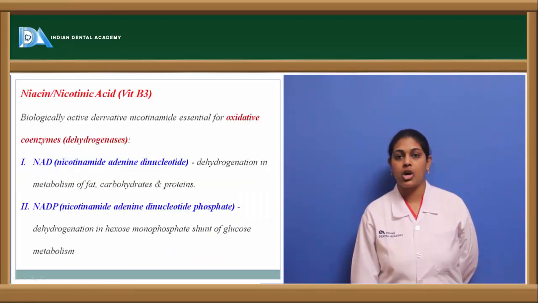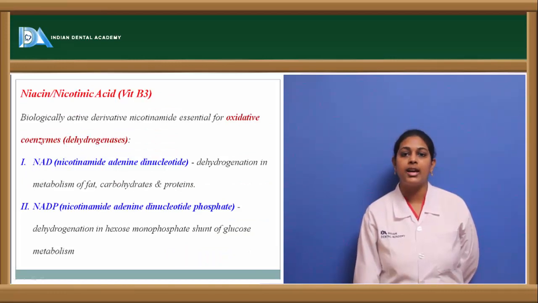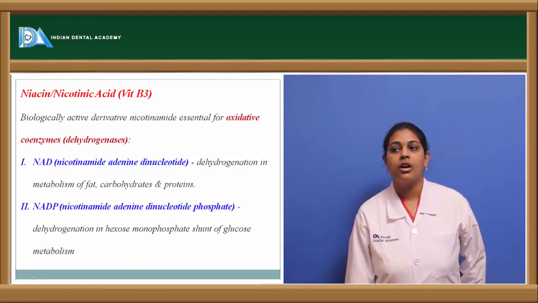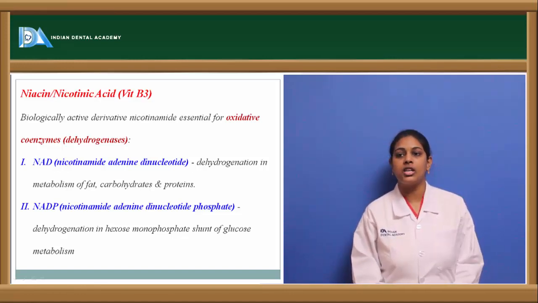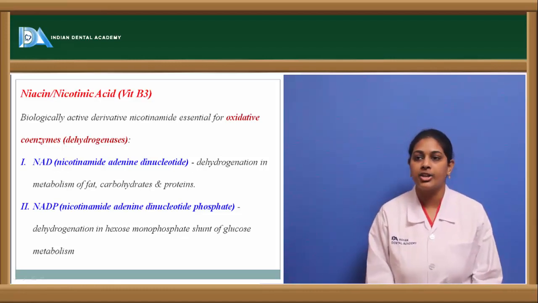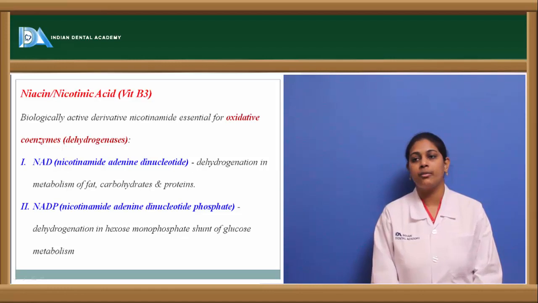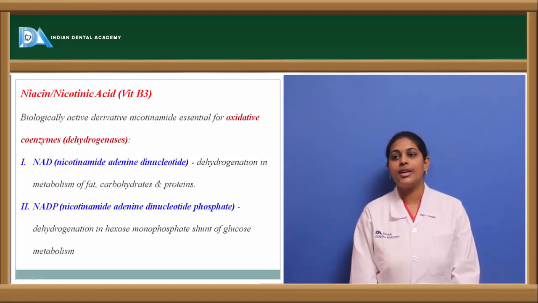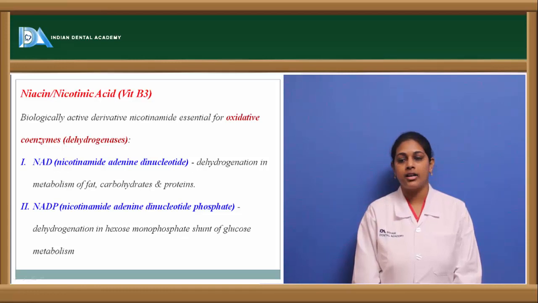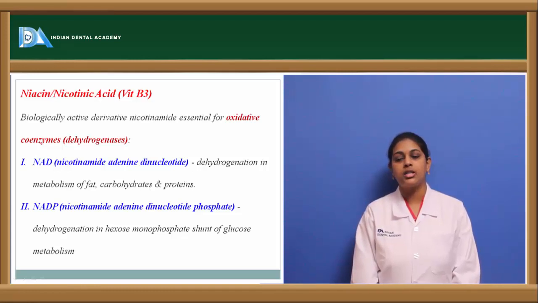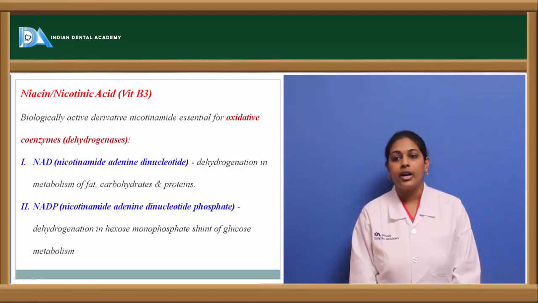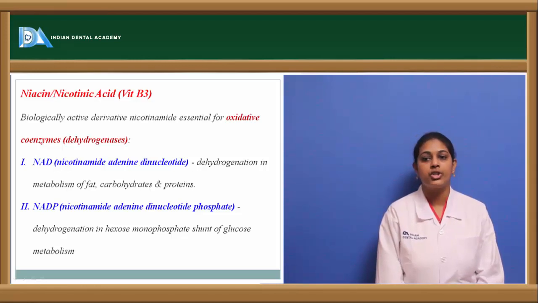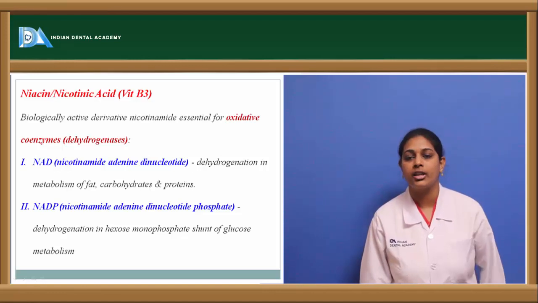Coming to vitamin B3, also known as niacin or nicotinic acid, its biologically active derivative is nicotinamide, which is essential as an oxidative coenzyme for dehydrogenases. So it mediates reactions also mediated by dehydrogenases. It is available in two forms. The first is nicotinamide adenine dinucleotide, which has a role in dehydrogenation in fat, carbohydrate, and protein metabolism. Nicotinamide adenine dinucleotide phosphate, the other form, helps in dehydrogenation in the hexose monophosphate shunt of glucose metabolism. This is the function of nicotinic acid.